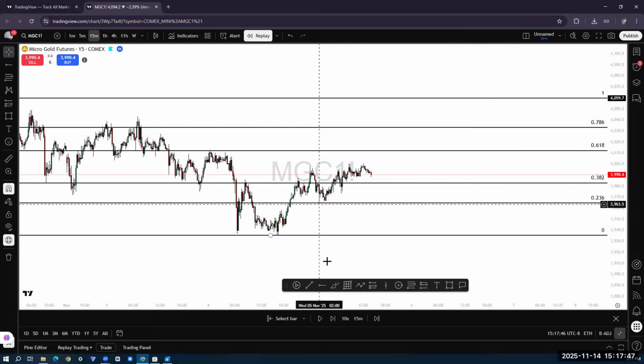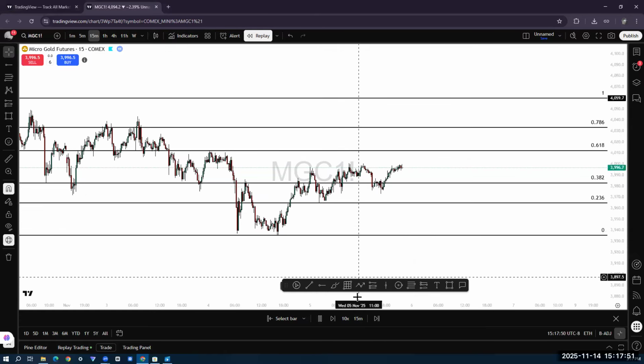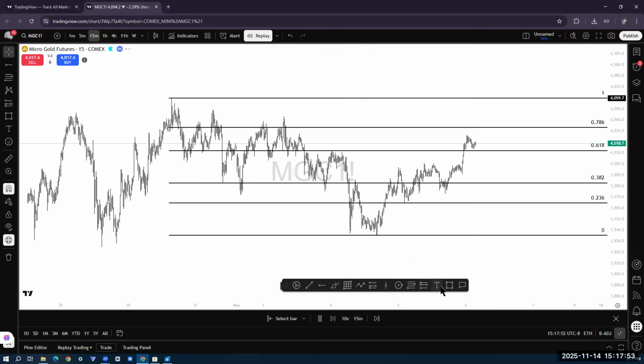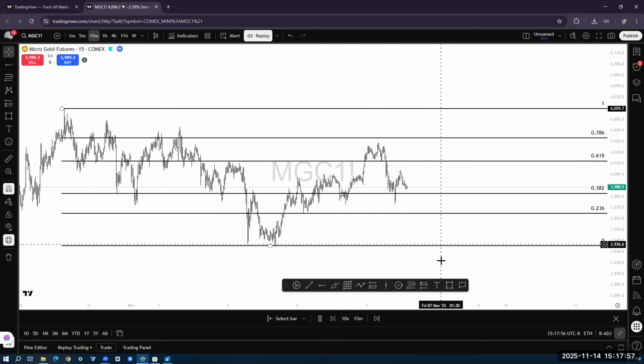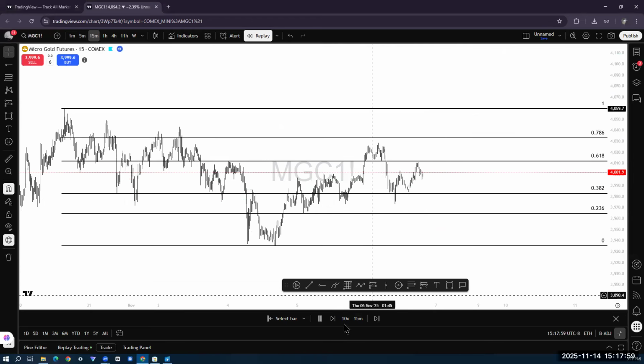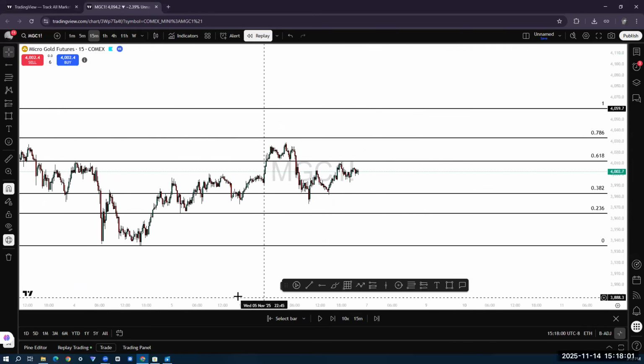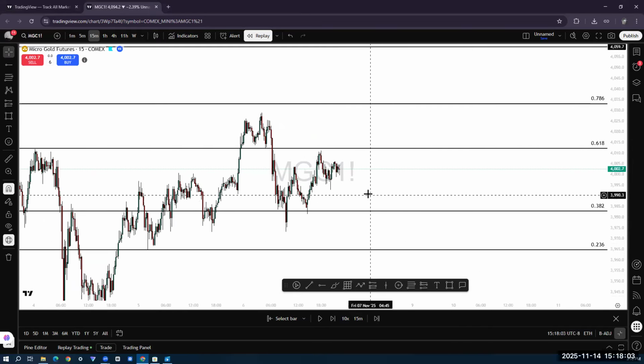Look at that, 236 tap. And we're just trying to take our trades accordingly. You want to sell at resistance and buy from support each and every time, no matter what. Again, you see how from the 618 it went up. It didn't actually touch the 786, but then it eventually came down.